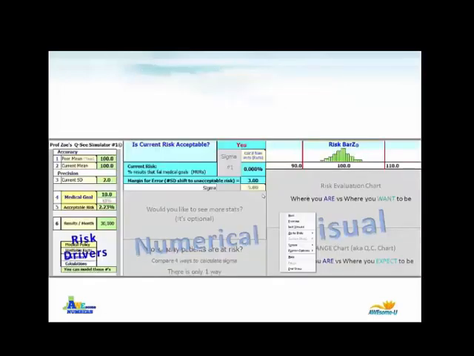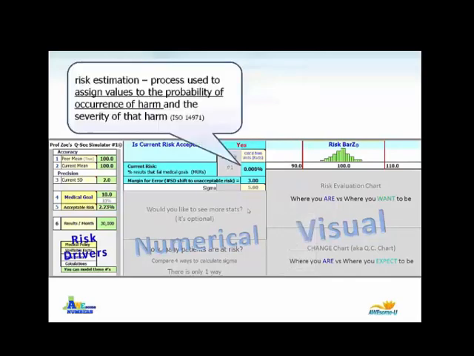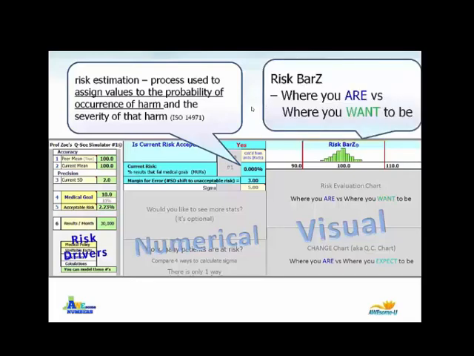Now let's take a look at the actual numbers and how the computer makes the determination if risk is acceptable, yes or no. It's a simple calculation. Remember, risk estimation is the process used to assign values to the probability of occurrence of harm and the severity of that harm. You can mathematically calculate the probability of occurrence of a medically unreliable result, a result that fails the medical goals. Risk bars and risk charts simply show you that calculation, show you what's going on. They show you where you are versus where you want to be.